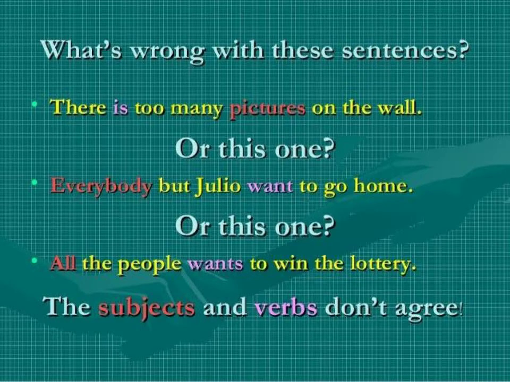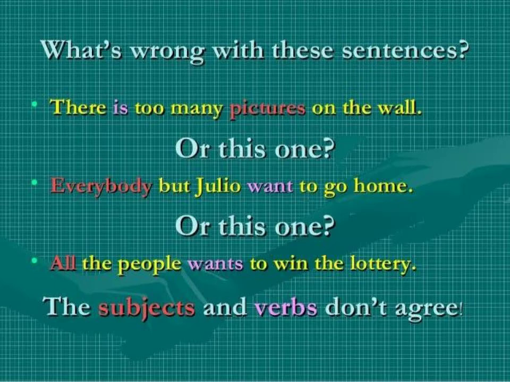What's wrong with the following sentences? There is too many pressures on the wall. Or this one, see the second one. Everybody but Julio want to go home. All the people wants to win the lottery. Here the subjects and verbs do not agree.